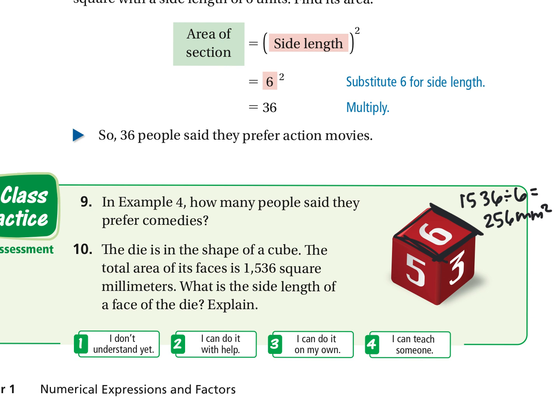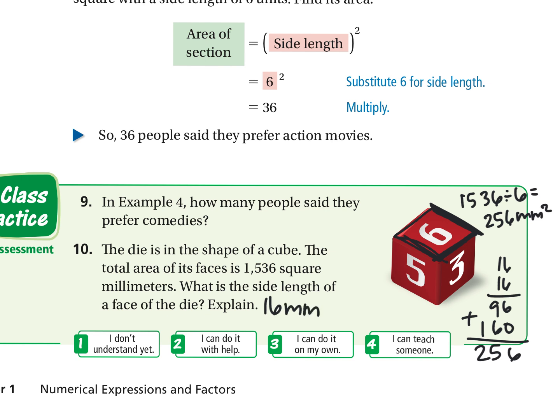We saw one close. We know 15 times 15. Do we know 15 times 15? It's 225. So I'm getting closer. What do we want to try? 16? 16 times 16? Would that work? Yes, it does. So one side length is going to be 16 millimeters.